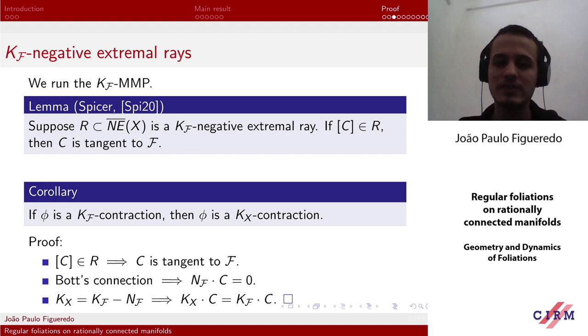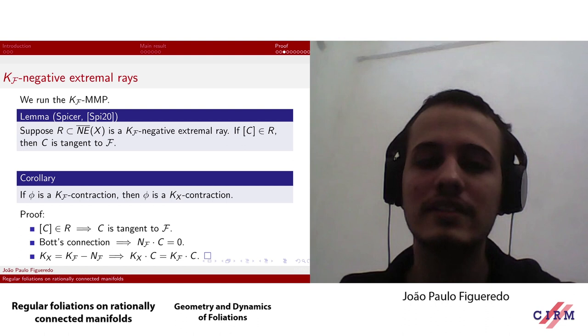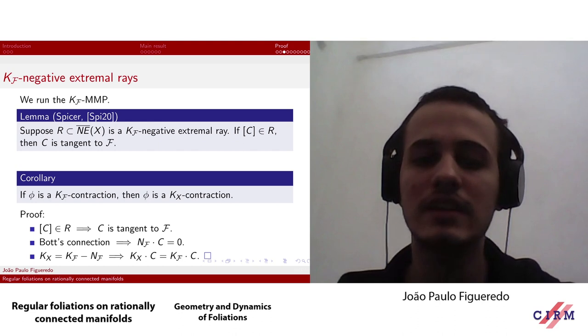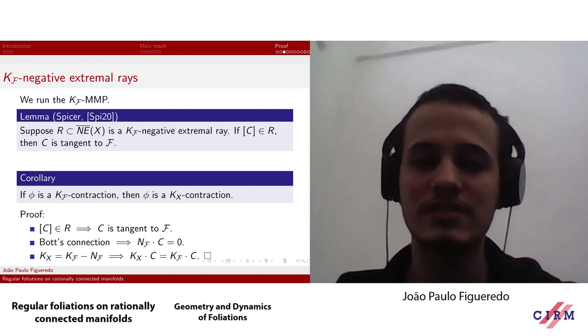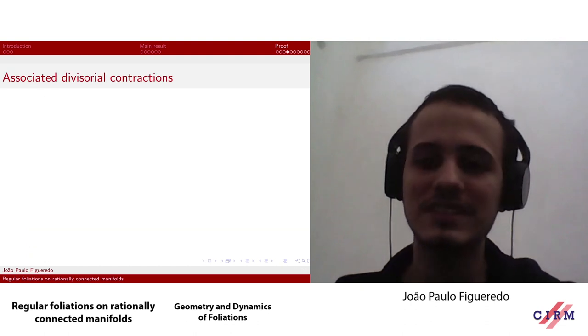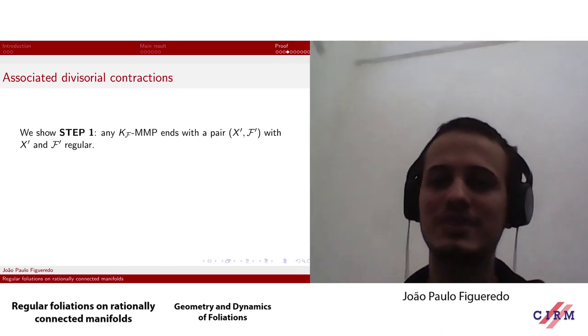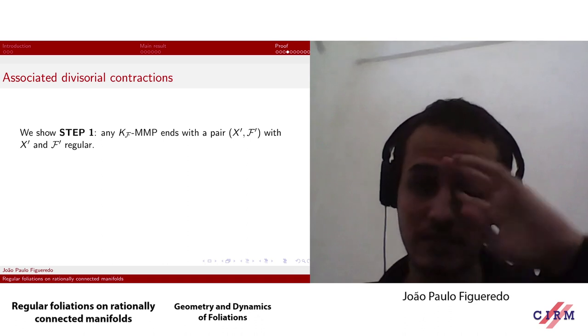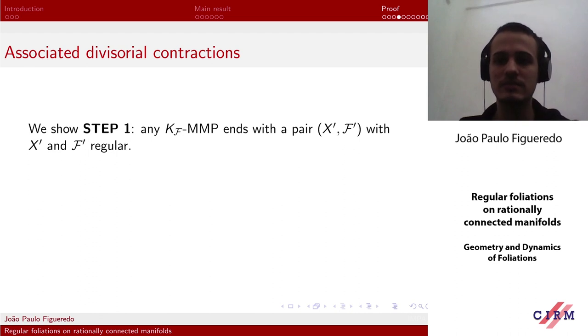In particular, this shows step two, because in step two, we had to show that the Mori fiber space we obtain is actually a classical Mori fiber space, and the fibers are tangent to the foliation. And this corollary shows exactly that. But I still didn't prove step one. I should put step one as step two. But let's show that X' and F' are regular. So let X' and F' be the end result of the MMP.